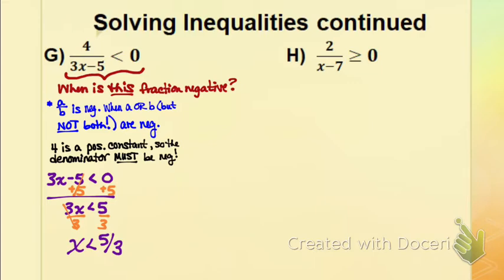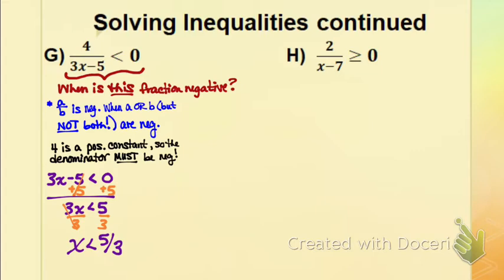What happens if I put 1 in here? 4 over -2. That's going to give me a negative. I can test the other side of it by choosing something that's bigger than 5/3 and verifying that I get a positive value then. So something like, I don't know, 3. That would give me 9 minus 5, 4 over 4. I get a positive value. So anything smaller than 5/3 is going to give me a negative fraction there. Anything larger than 5/3 is going to give me a positive fraction.